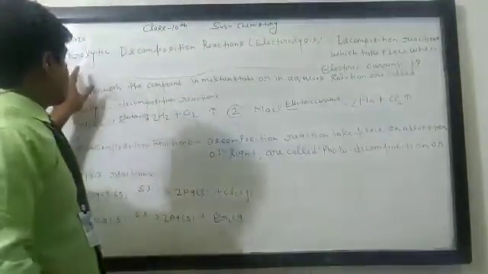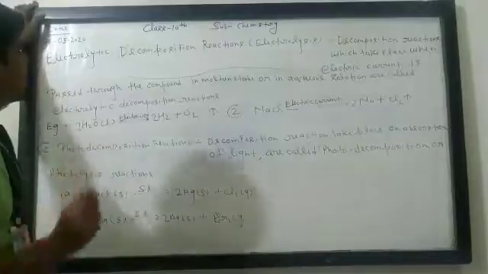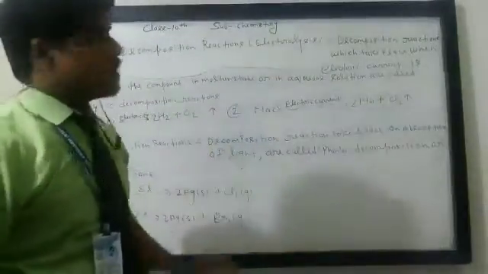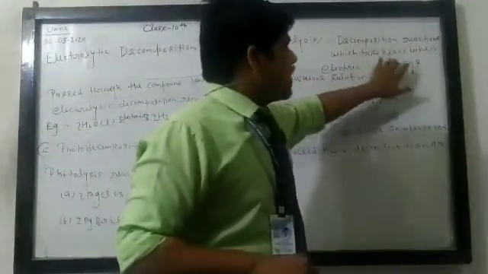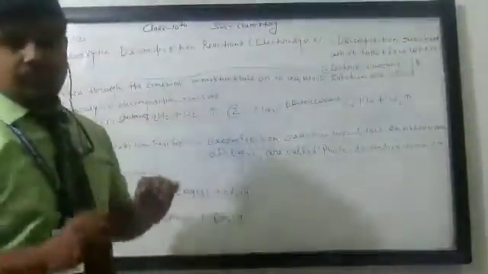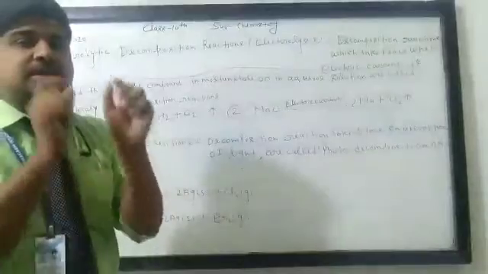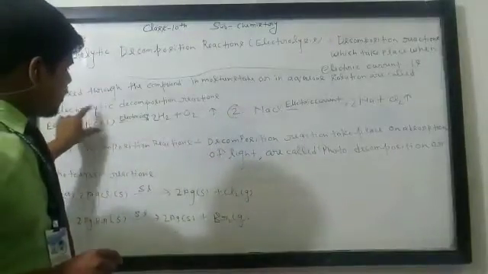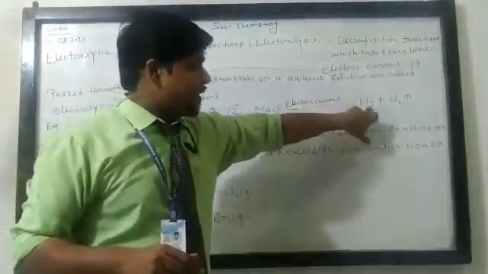Now, the second type of decomposition reaction is known as electrolytic decomposition reaction, or electrolysis. Clear? It is the decomposition reaction which takes place when electric current is passed through a compound and the compound splits into two or more substances. For example, in H2O, electricity is passed to give H2 plus O2. In NaCl, electric current is passed to give Na plus Cl. Okay, clear?